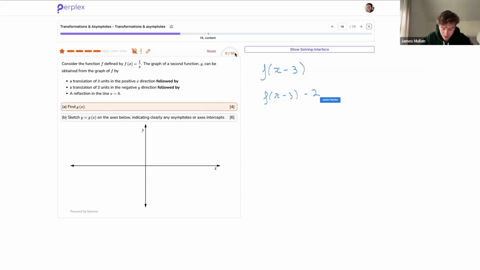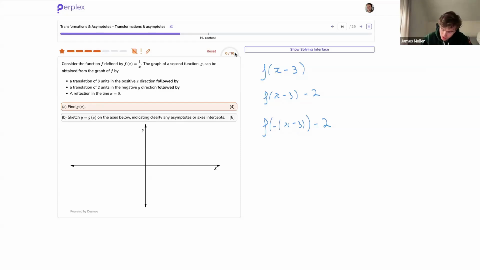And then to reflect in the line x is equal to 0, I have to put a negative around the inside. So I have f of negative x minus 3, minus 2. And I have to put the negative around the x and the minus 3 because I did that first and now I'm reflecting the result of that. So that's why there's a minus like that.